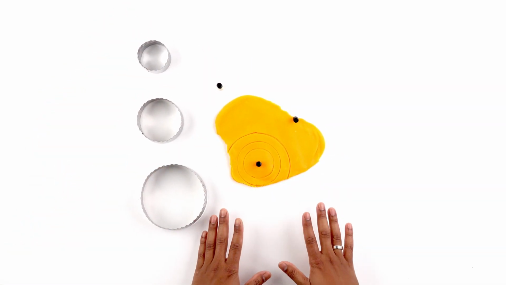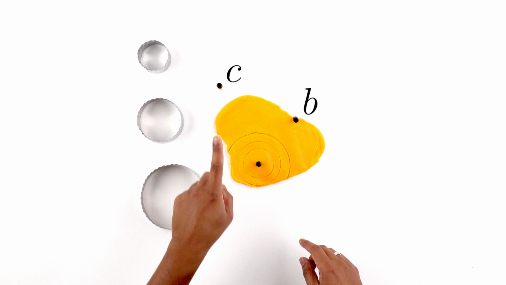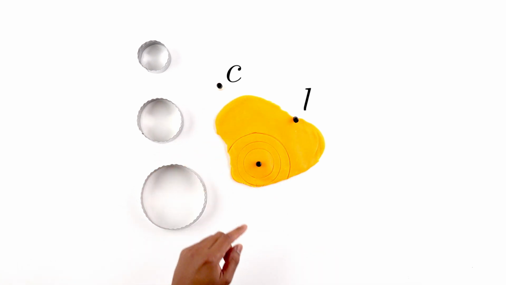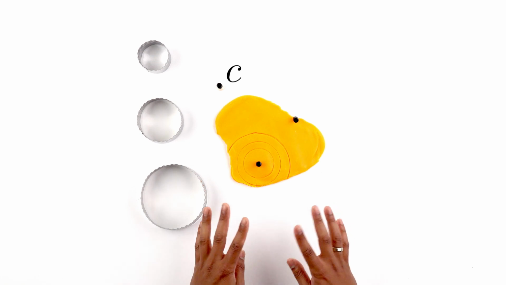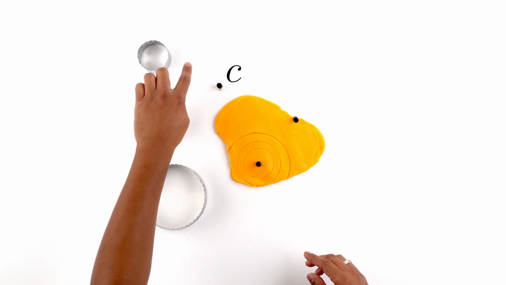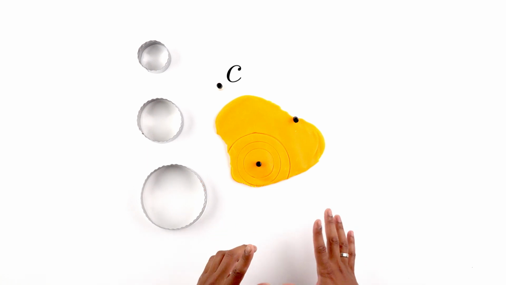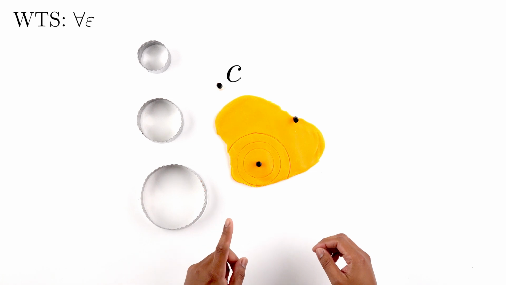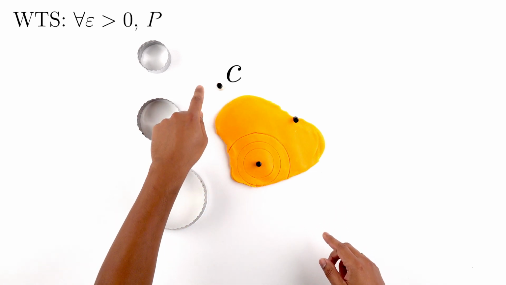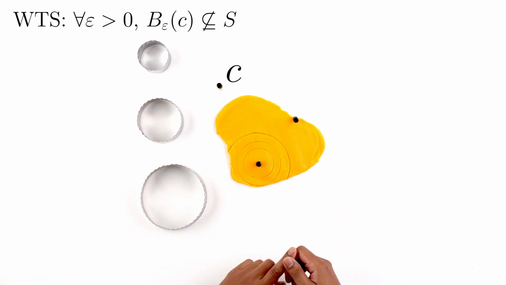We still need to check if the points B and C are interior points of S. Let's start actually with the point C. So is the point C an interior point of S? Intuitively, no. It is outside the mango. To check that the formal definition matches this intuition, we must negate it. For all epsilon greater than 0, the open epsilon ball centered at C should not be a subset of S.